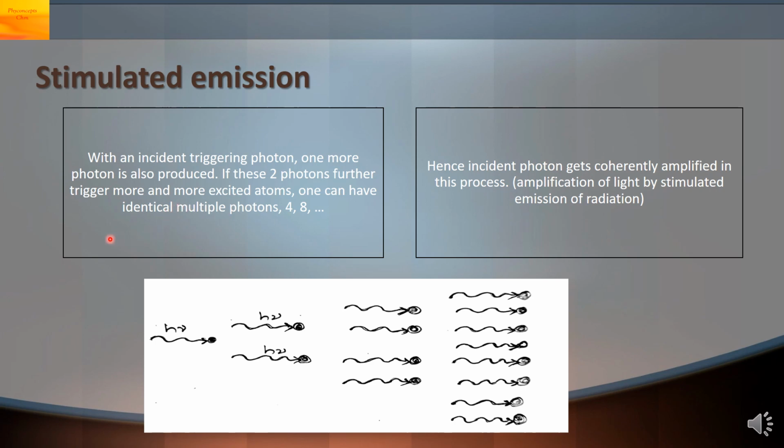So when we incident one photon, we get two photons. With an incident triggering photon, one more photon is also produced. If these two photons further trigger other excited atoms, then we will get identical multiple photons. One photon gives two photons. Two photons then stimulate other excited atoms, so these two become four photons. Four photons become eight photons. Hence, the incident photon gets coherently amplified in this process. All these photons have the same frequency, the same energy of h nu. So what occurs is the amplification of light by stimulated emission of radiation.